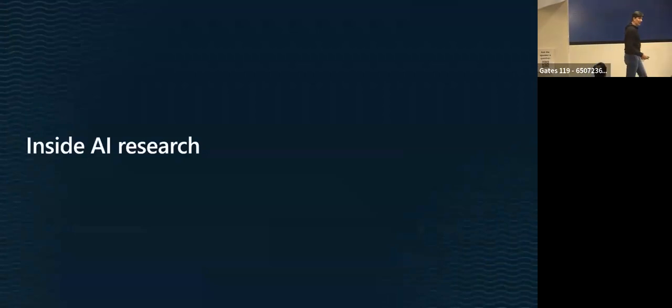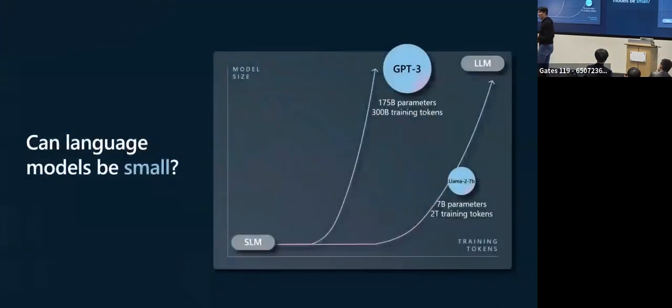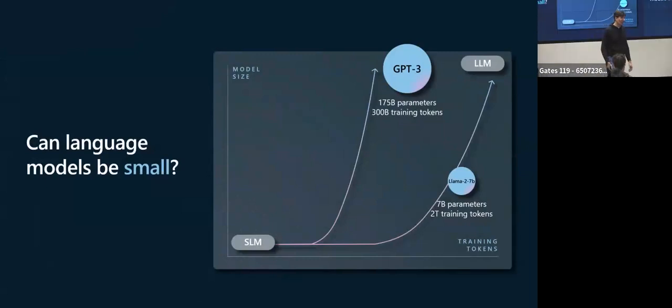So that's a look at our serving stack. Now, the AI research that I showed you just now with a couple examples is our systems AI research. But we're doing research in the area of AI science as well. And one of the questions that we asked ourselves early last year was, can language models be small and still be really powerful?